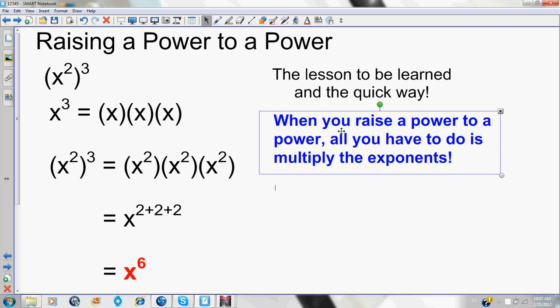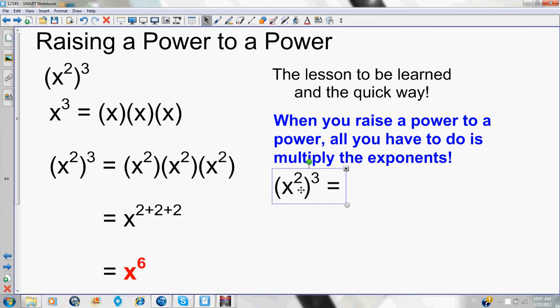So when you raise a power to a power, all you have to do is multiply the exponents. So that means that x squared to the 3rd will be x to the 2 times 3, which is x to the 6th.